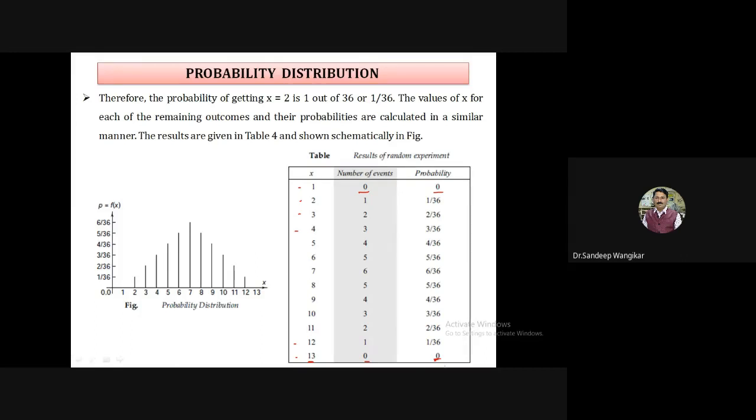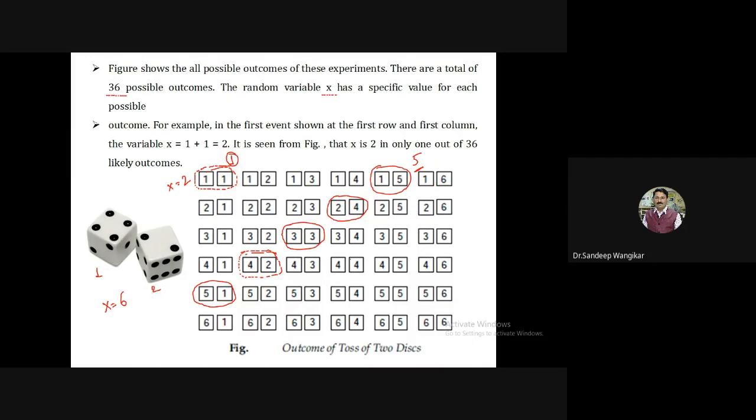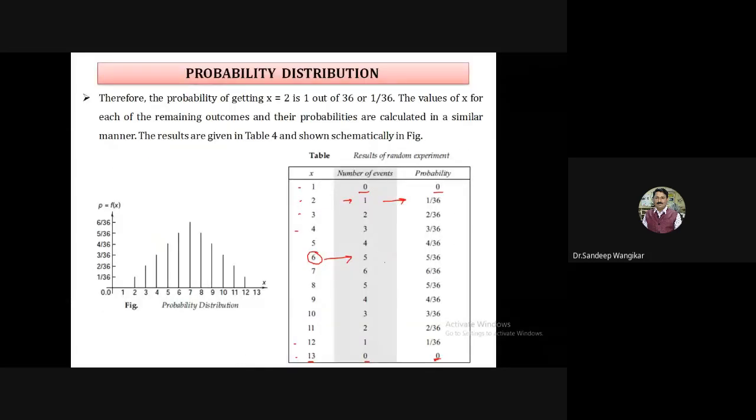Now let us analyze. We get x is equal to 2 only one time, therefore the probability is 1 by 36. When we get x is equal to 6, I have given you the example. It is appearing 5 times, friends. We have highlighted it in the diagram. Therefore the probability is 5 out of 36. Like that you can go on measuring and you will come to know that for 3 the probability is 2 by 36, for 4 it is appearing 3 times, so 3 by 36, and for 5 it is appearing 4 times.